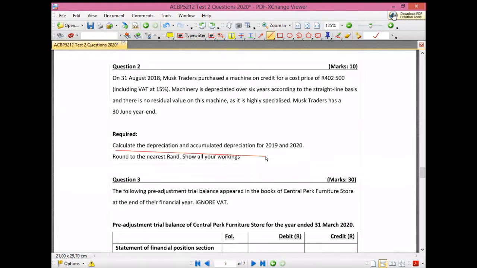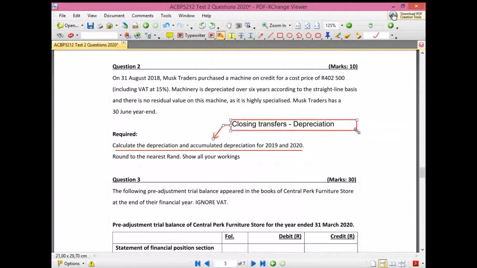Now, as soon as you have to do both years, what you have to remember is we have to do the closing transfers specifically for your depreciation account, if you have to do disclosure. Now, in this scenario, because we're only doing the calculations, we don't have to do the closing transfers. But if they ask you for a general ledger account, that would be included.